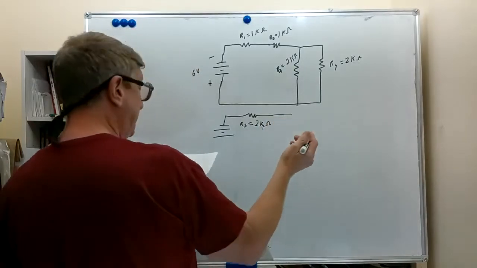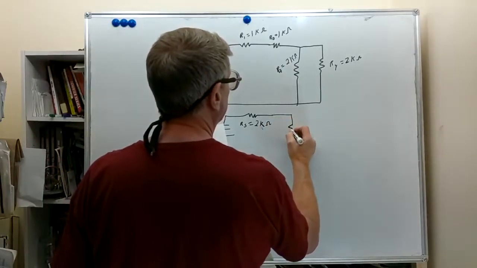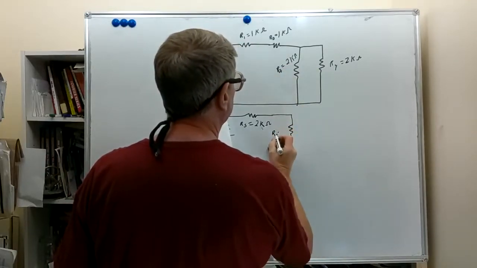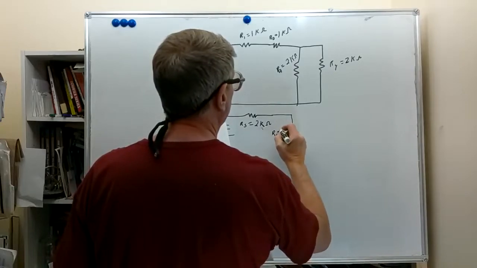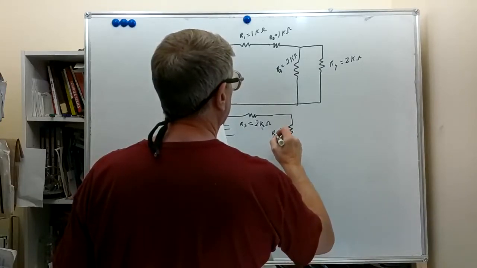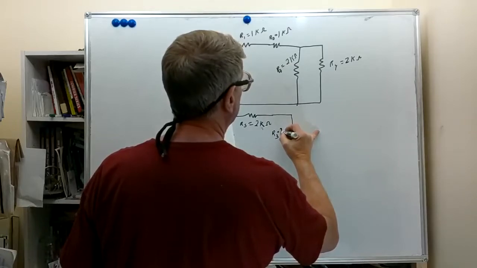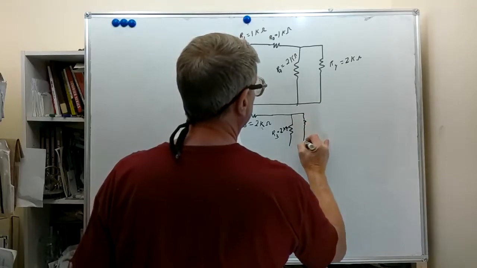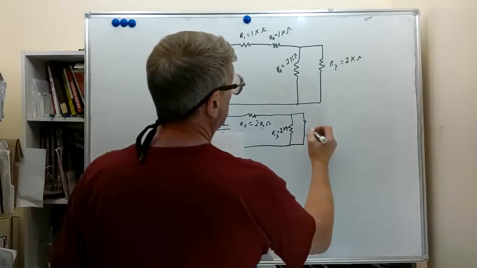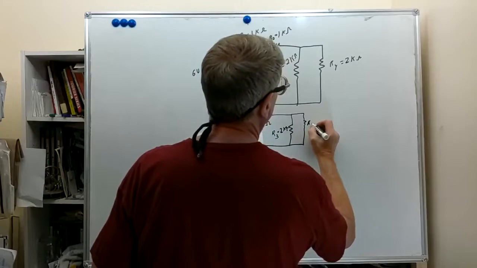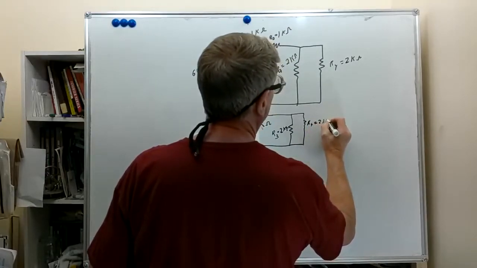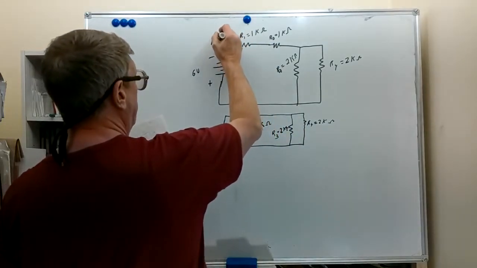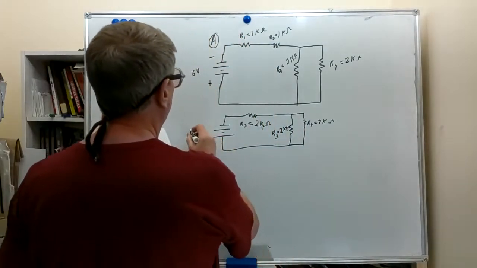And we're going to still leave the parallel branch in here. Still going to have R3, which is equal to 2 k ohm. And still going to have R4, which is still going to be 2 k ohm. I'm going to call this circuit number A just to keep track of the order we change them. 6 volts still here.